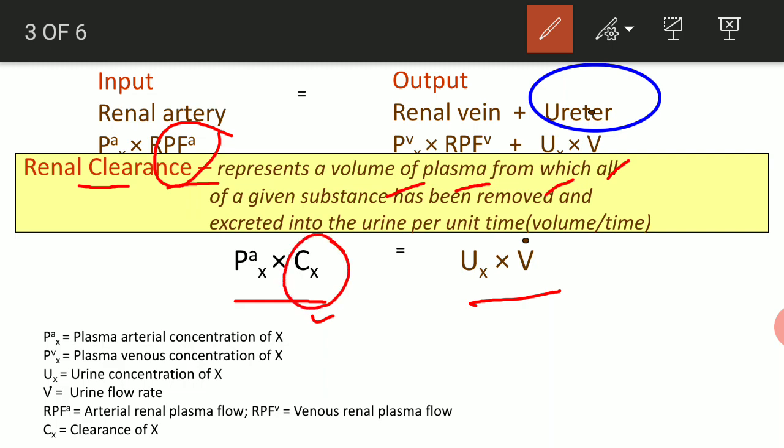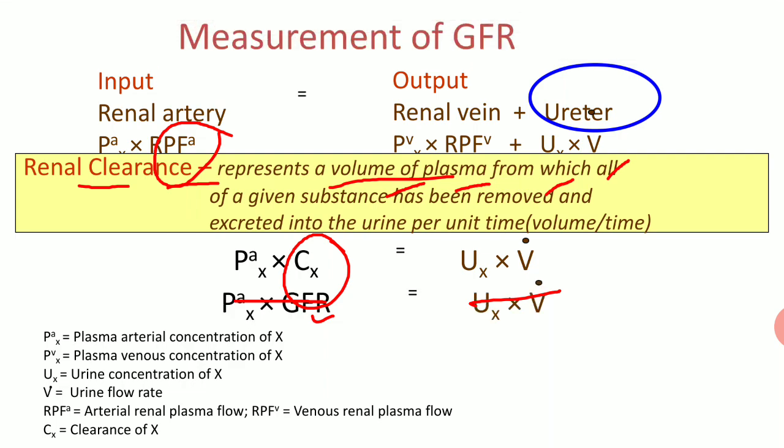Okay, so volume, flow was a volume, and clearance is also a volume, so it becomes clearance. And the clearance of that substance which will cause removal of the whole of the substance from the plasma into the urine is GFR. That is the definition of the GFR.